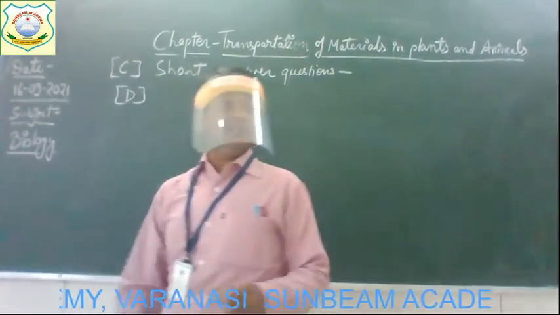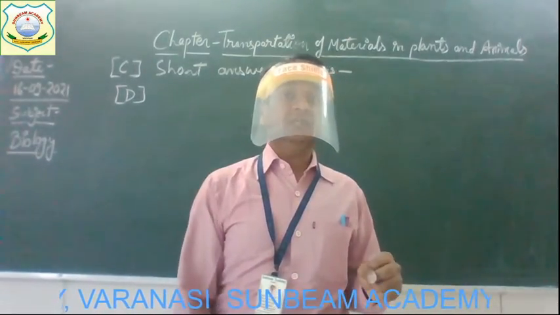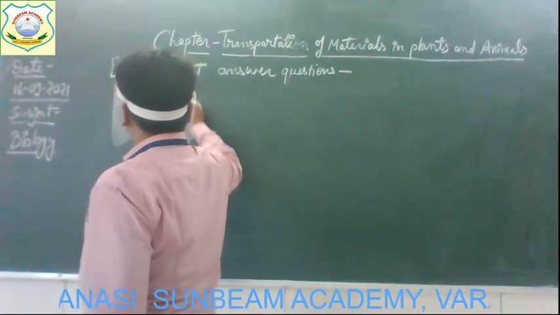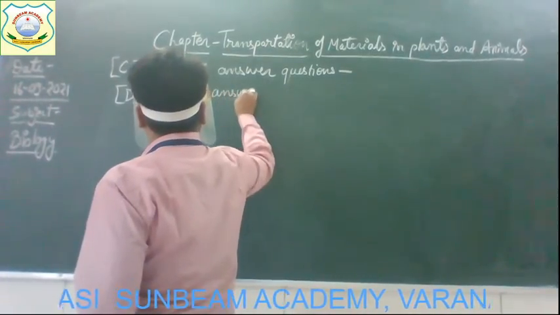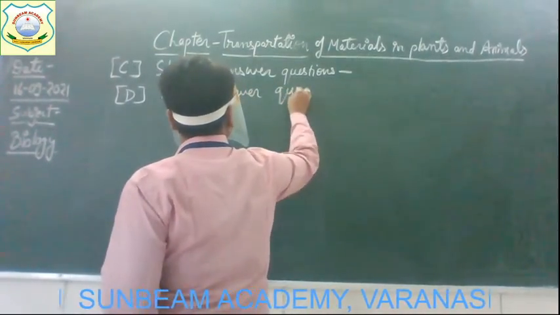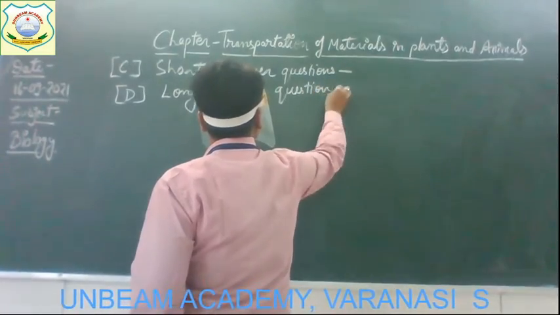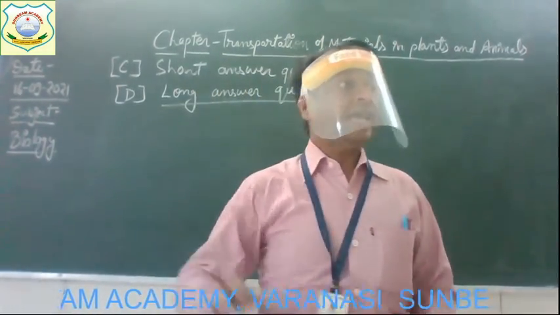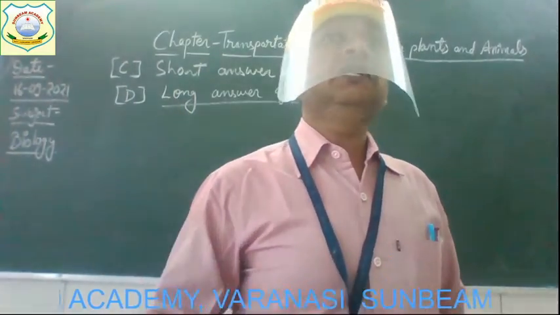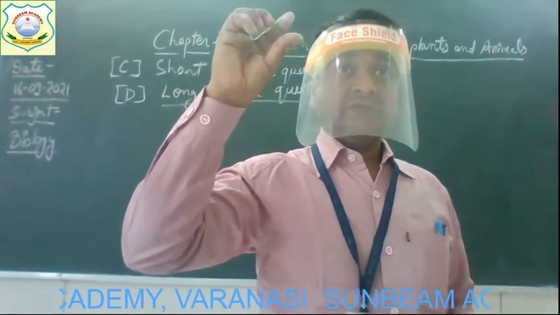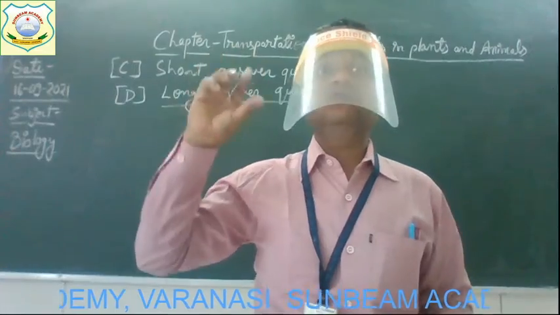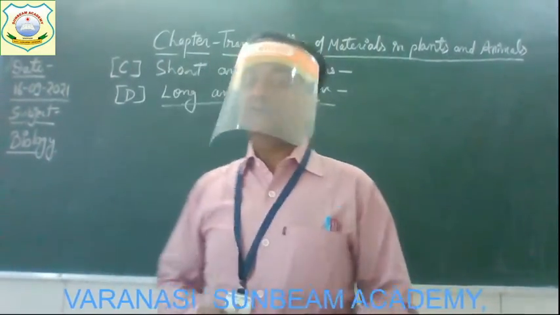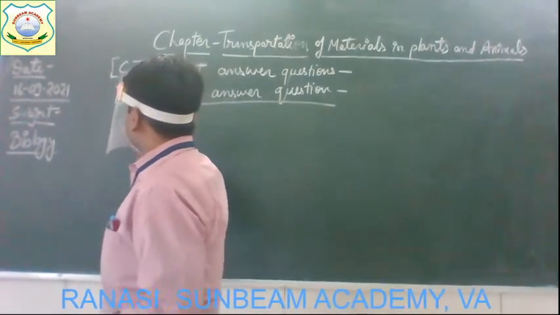And the exercise D is which kind of questions? Long answer question. Okay, children, the answers of these questions you need to write in a paragraph. Get it, about 4 to 5 lines at least. Get it now? So come to the first question, number 1.